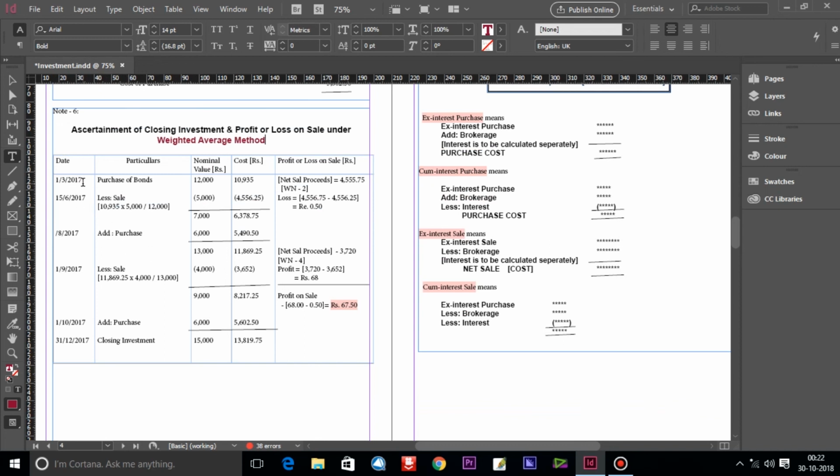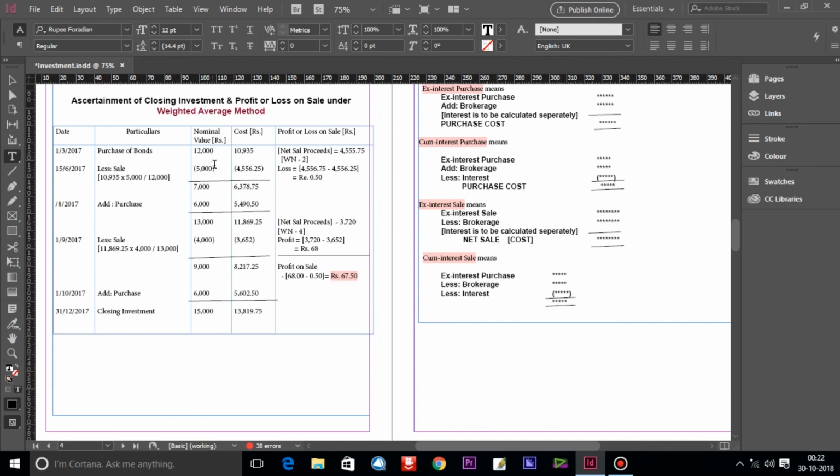That means 10,935 into 5,000 divided by 12,000, that amount. This amount by this amount into this amount. And you have to deduct again, and we are getting loss. That means we are suffering loss.